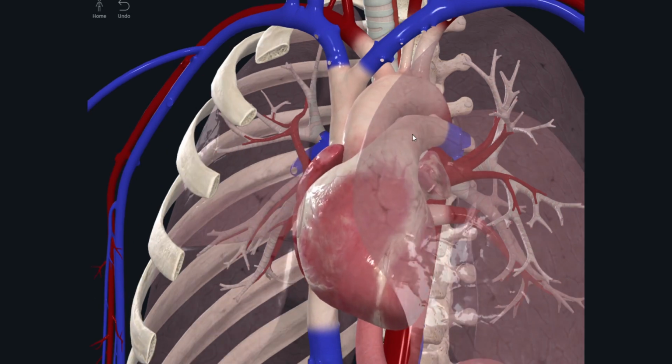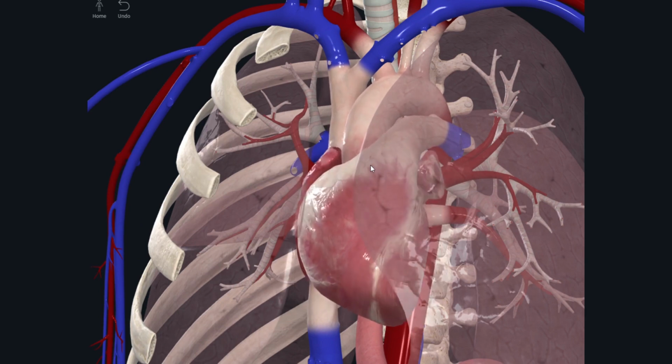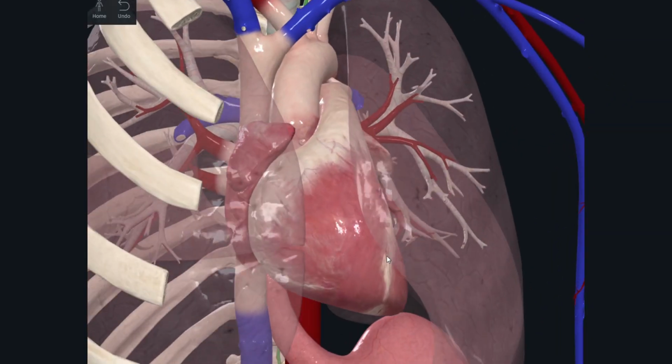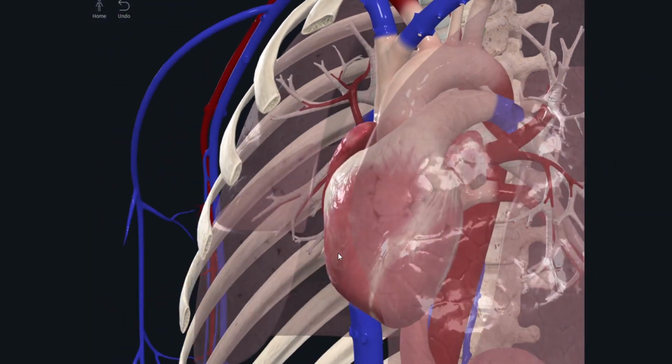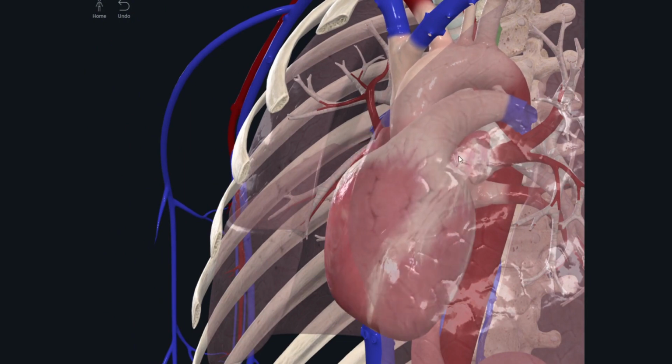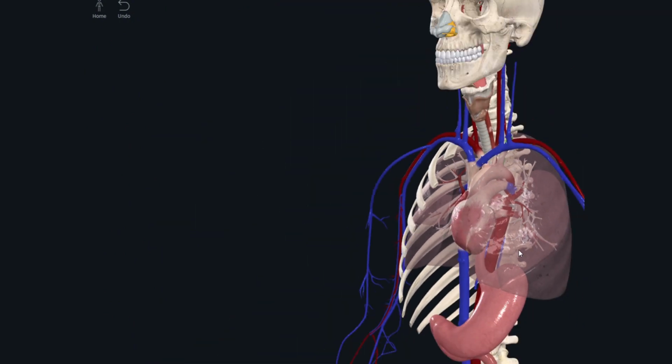Then we can find the infundibulum, the infundibular part, and then we have some parts of the right ventricle right here that are in close relation, and then most of the left ventricle that is in close relation to the medial surface. And then we can also find the auricle. This is the small auricle of the left atrium that's in close relation.